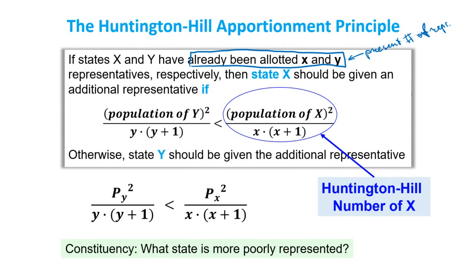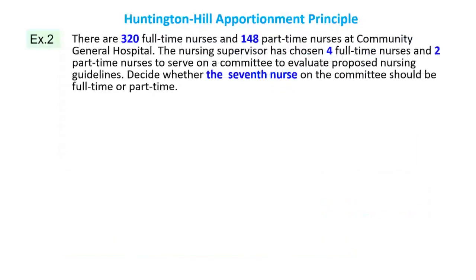The greater the Huntington-Hill number, the more deserving of the representative. You see that it is a little bit similar to constituencies, but here we have population squared, and in the denominator we have X and X plus 1. The logic is the same. The greater the HH number, the more poorly represented, the more deserving of a new representative. Okay?